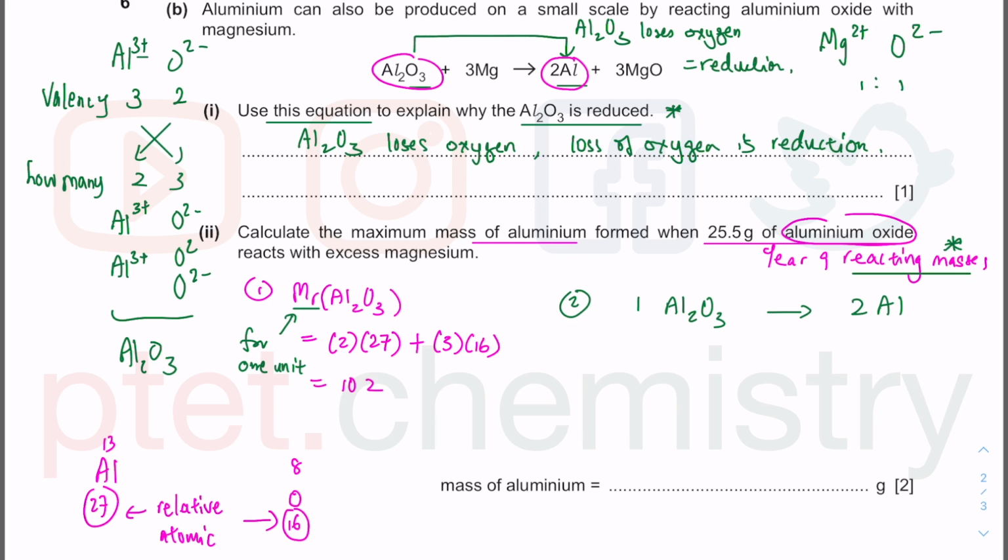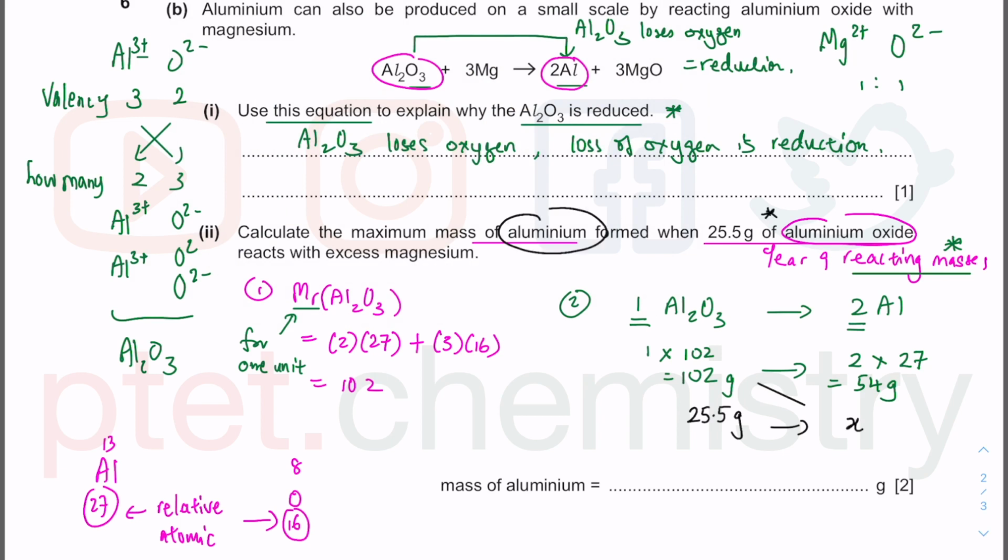1 Al2O3 giving me 2 aluminium. For the reacting masses, I have 1 times 102. This is 102 gram because I have 1 of it. I have 2 units of aluminium, so there's 2 times 27 because 1 aluminium has a mass of 27 gram. So 2 units from the balanced equation, 2 times 27, that is 54 gram. So 102 gram of this will give me 54 gram of that. If I have 25.5 gram of aluminium oxide, read the question, what is the mass of aluminium? Let this be X. So you do cross multiply.